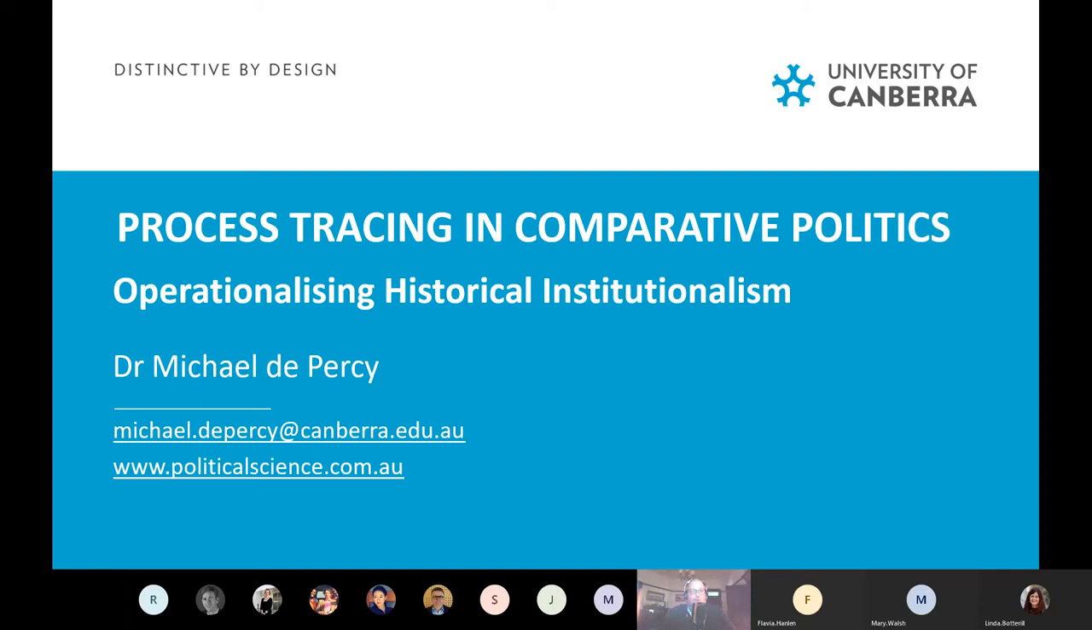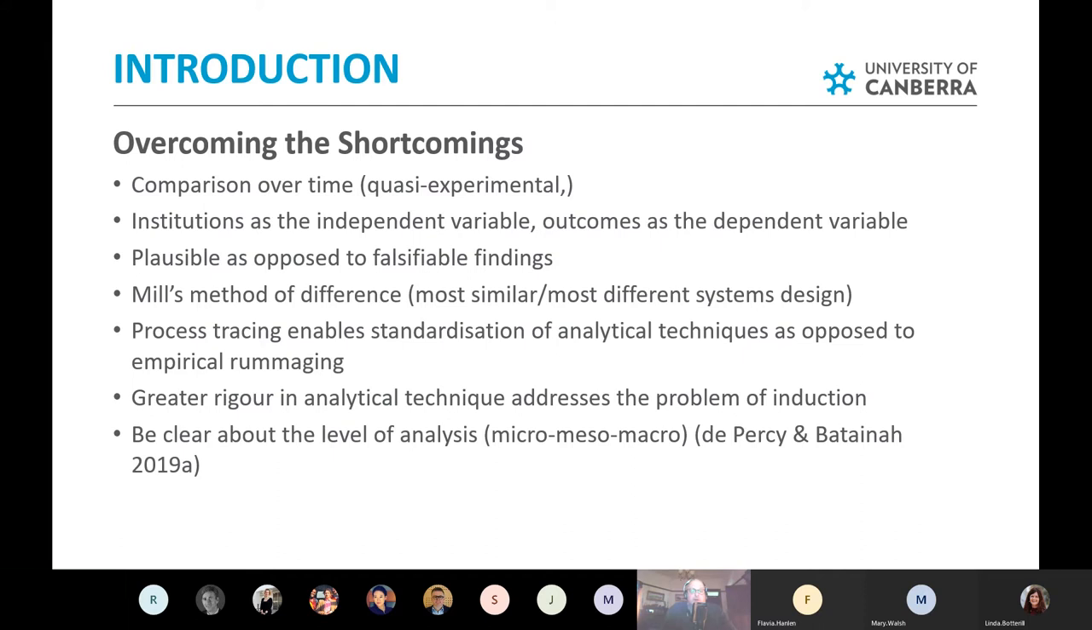So how do we overcome these shortcomings? Well, first we can use comparison over time. So quasi-experimental, I guess, where we can match up two different countries or two similar countries or whatever. What we can do is use institutions as the independent variable, for example, and the outcomes that we're looking at as the dependent variable. So we look to the institutions as the differences and see what cause and effect they have on a given policy variable, for example.